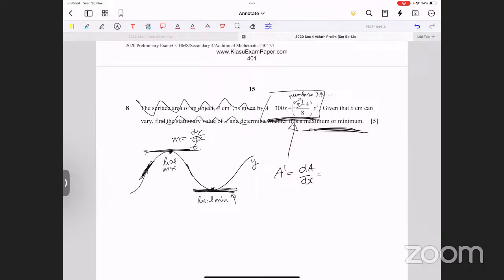Wait, differentiate is go down, right? Yes, going down, getting smaller, getting simpler, that kind of thing. Come on, quickly. The differentiation of 300x. Hey, Ariel, we're waiting. 300x.